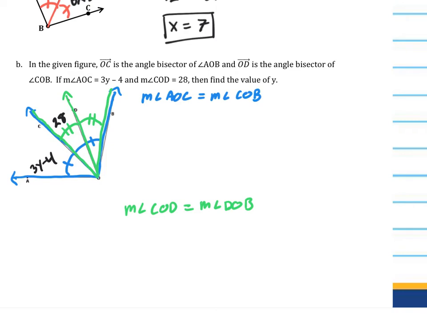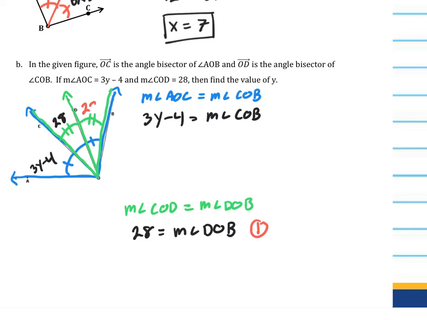Let's do a couple things here. First, let's substitute in where we can. Let's find COD, right? So that's 28 equals the measurement of angle DOB. And up here, I can say the measurement of angle AOC, that was 3y minus 4, equals the measurement of angle COB, which we don't know what that is. But let's use this piece of information first. 28 equals the measurement of angle DOB. Well, that's not listed yet on my figure, so let's plug that in.